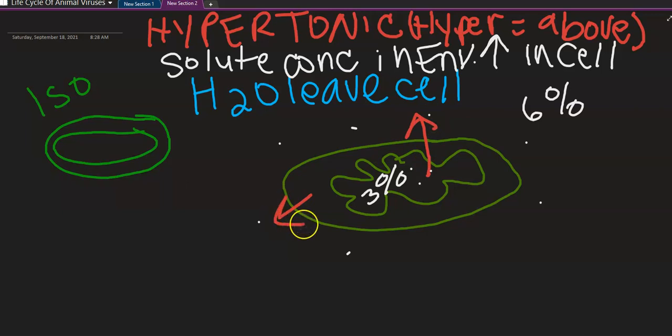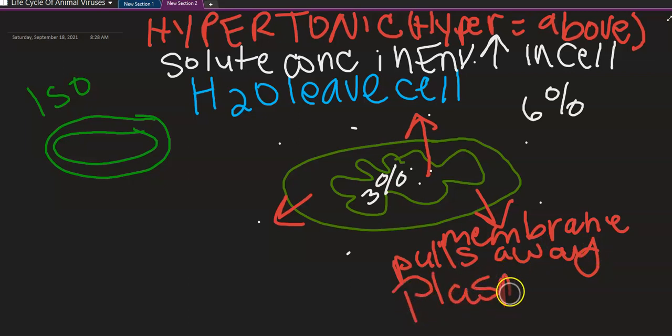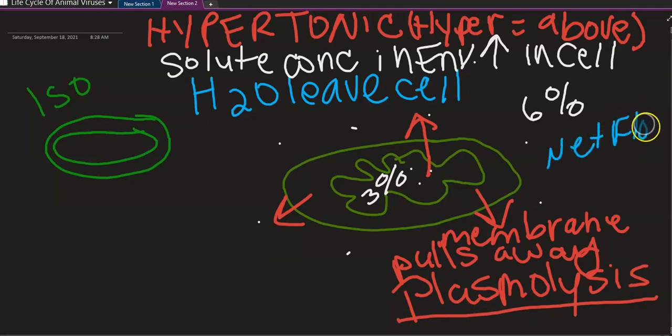And as the water leaves the cell, the cell volume is going to change. The membrane is going to pull away. And we call this, because it's the plasma membrane, plasmolysis. Plasmolysis. There will be a net flow out of the cell. So hypotonic, there's a net flow into the cell. Hypertonic, there's a net flow of water out of the cell.